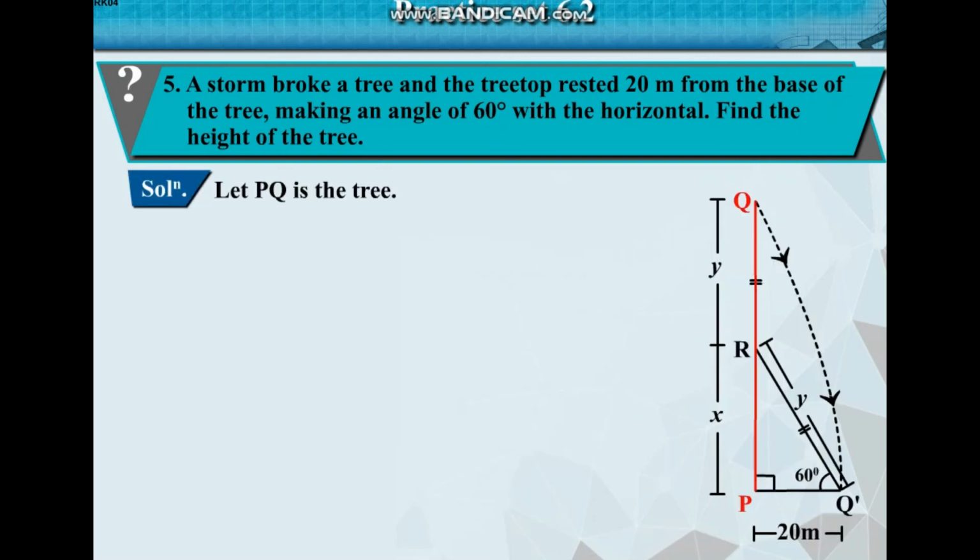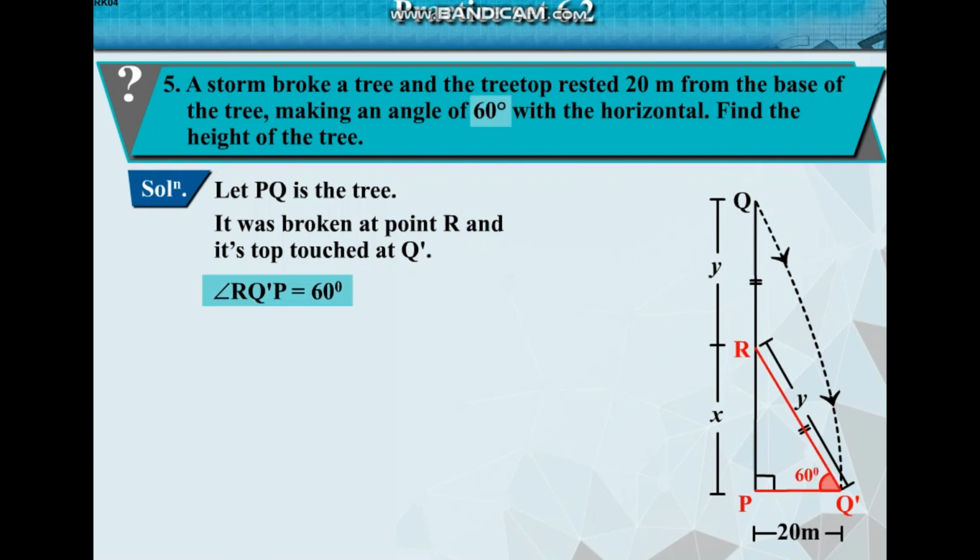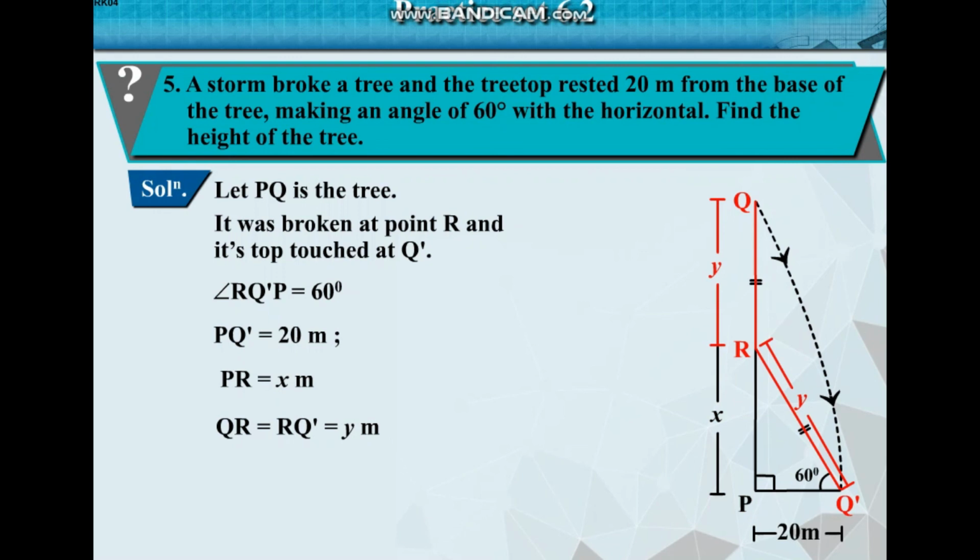Solution: let PQ be the tree. It was broken at point R and its top touched at Q dash. Angle RQ dash P is equal to 60 degrees. PQ dash is equal to 20 meters. PR is equal to X meters. QR is equal to RQ dash is equal to Y meters.